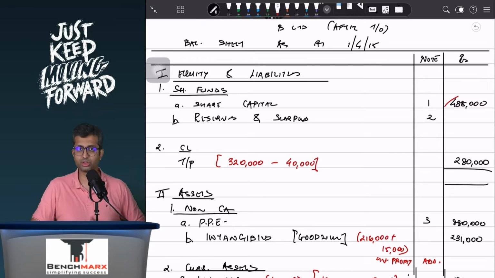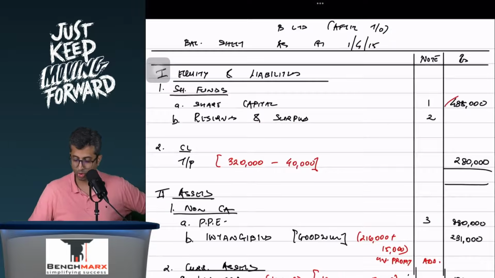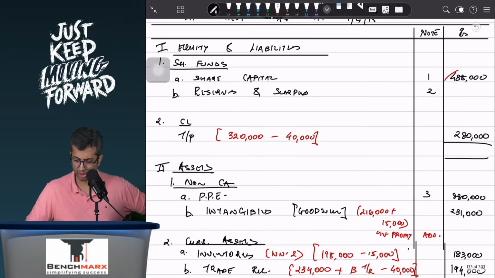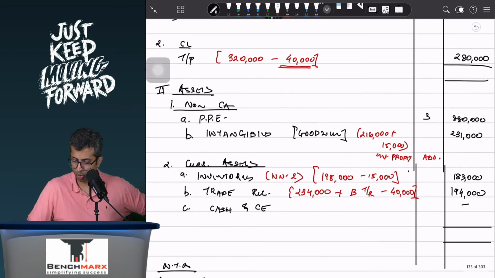Now B is acquiring A, right? B's reserves we don't know. A's reserves we cannot take over. Trade payables has a 40,000 intercompany elimination. In intangibles there will be a goodwill of 2 lakh.